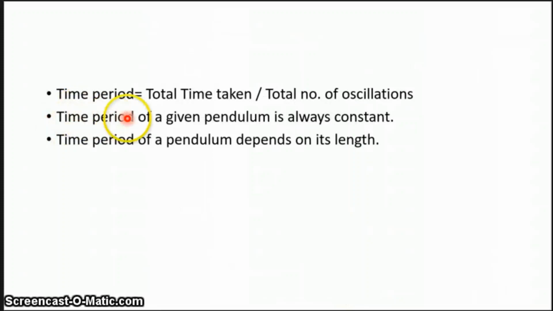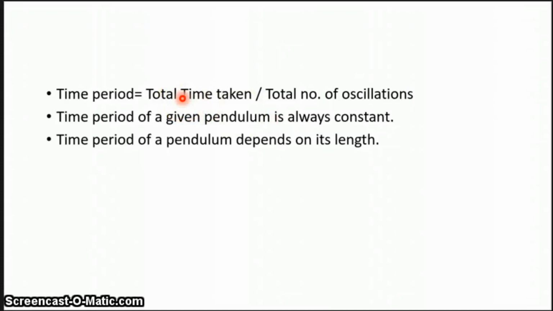So time period is equal to total time taken divided by total number of oscillations. For a pendulum, the time period is very short. We cannot calculate one oscillation's time. So what we do, we calculate like 20 oscillations, and we note down the time taken by the pendulum to complete the total 20 oscillations, and then we divide it.